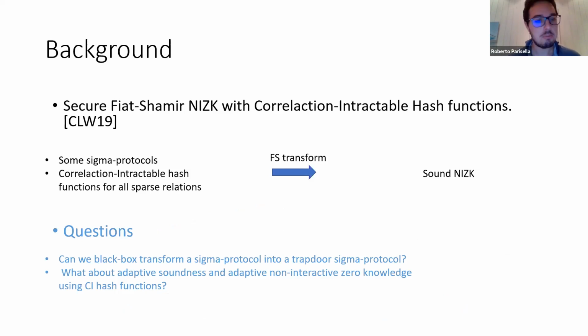The first one is about the trapdoorness property of Sigma protocols. We would like a compiler to define a trapdoor Sigma protocol from any Sigma protocol. And the second one is about how to define a NIZK with either adaptive soundness or adaptive input non-interactive zero knowledge with these kinds of frameworks.